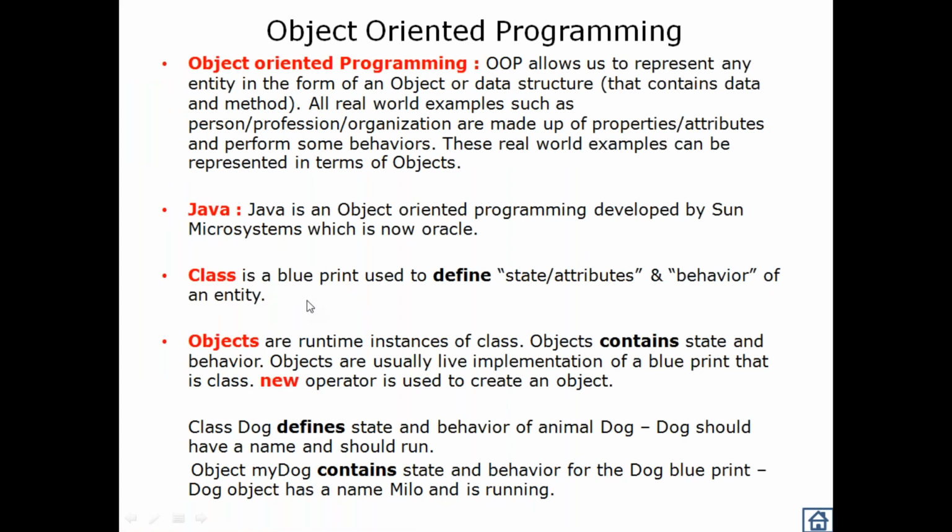Now, let's look at what a class and an object is. Class is a blueprint used to define state or attributes and behavior of an entity. Objects are the runtime instance of a class. Object contains state and behavior. Now look at the highlighted words, class and object. Class defines state and behavior. Object contains state and behavior.